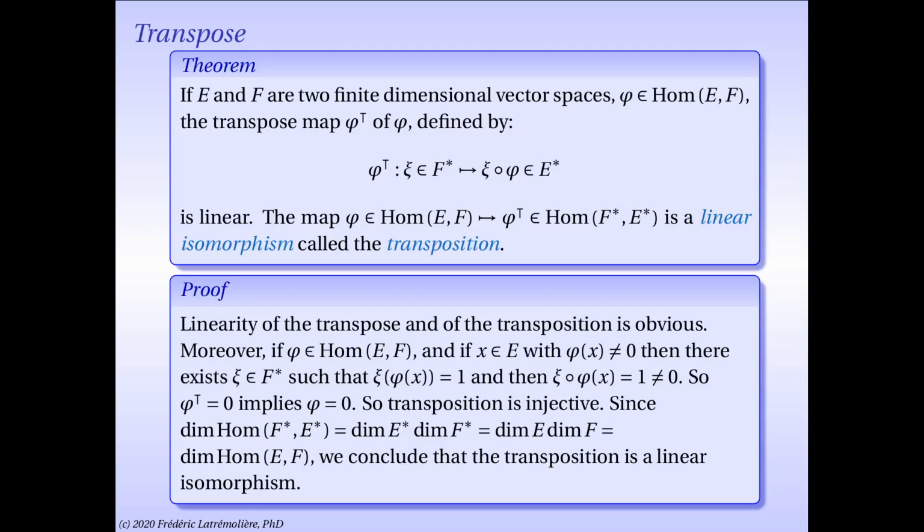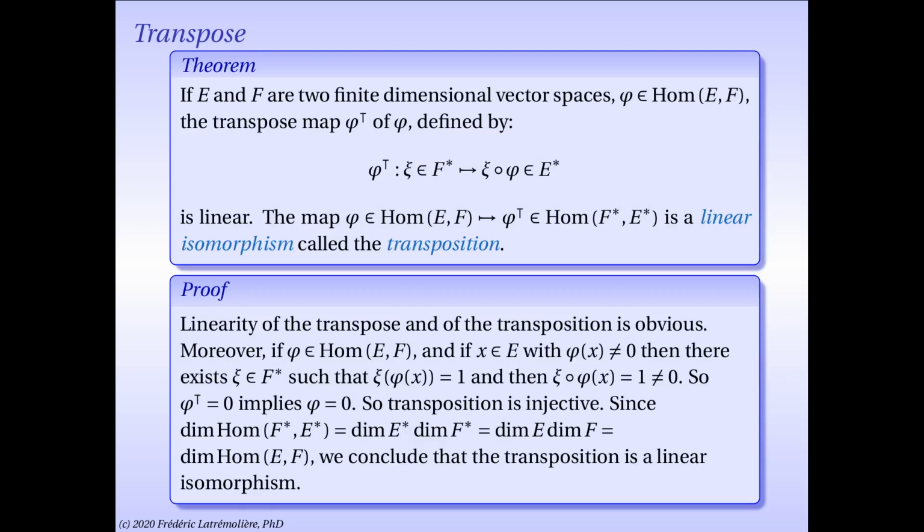But on the other hand, I want to prove that the transposition is not just linear but also an isomorphism. So let's first prove that it is injective. Let phi be a linear map from E to F, and suppose that phi of x is not 0 for some x in E. In other words, suppose that the linear map phi I chose is not the 0 map, so it's not 0 somewhere. Then there exists an element of the dual of F called psi such that psi applied to phi of x is 1.